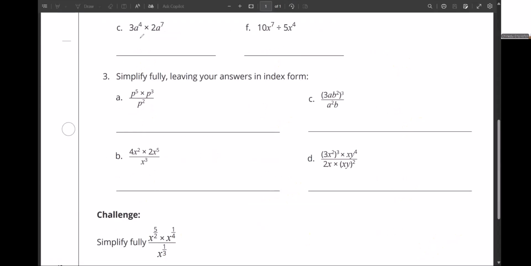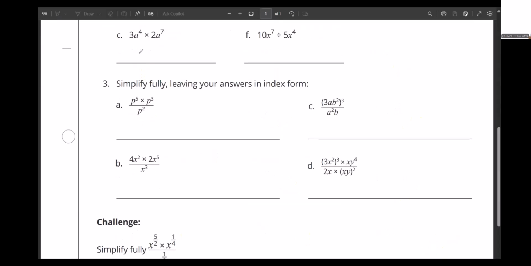So you have 3 to the power 4 times 2 to the power 7. That's 3 times 2 is 6. And 8 to the power 4 times 8 to the power 7 is 8 to the power of 11. And now you come to the next question. 10 to the power 10, x power 7 divided by 5, x to the power 4. You divide 10 by 5, that's going to give you 2. And you take one x, and 7 minus 4 is 3.